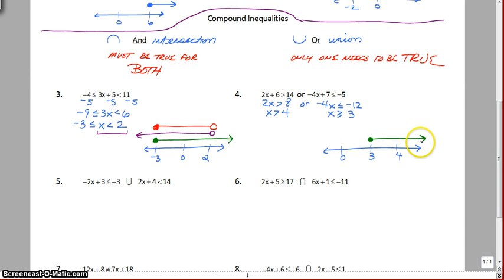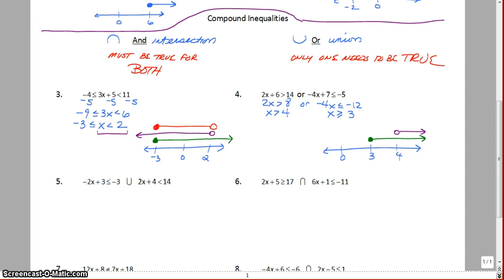X comes first, so we point in that direction. And then we have x is greater than 4. Open circle, point to the right. So now we have our final answer. We only need to satisfy one of these to make it a true statement.